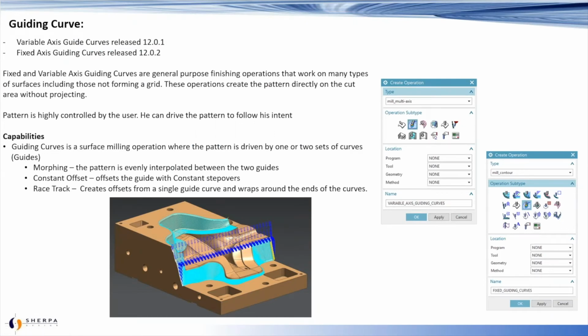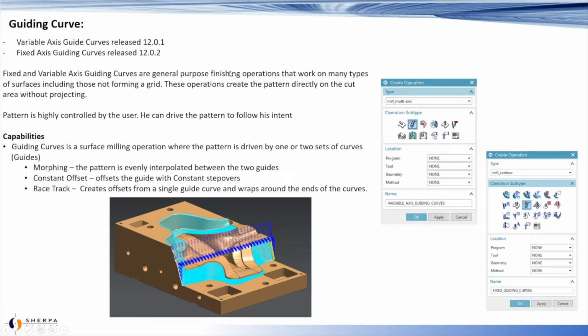But if your geometry isn't very symmetric, they came out with guiding curves, which I like to think of as the next level streamline, without having to deal with all the projection vectors and everything like that. It automatically figures all that for you. So variable axis guide curves came out in 1201, and fixed axis guide curves came out in 1202. They're both pretty much the same, with the obvious exception that variable axis can have a variable tool axis, whereas fixed axis doesn't.